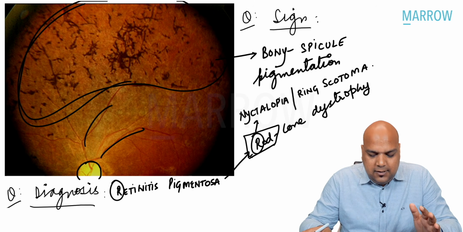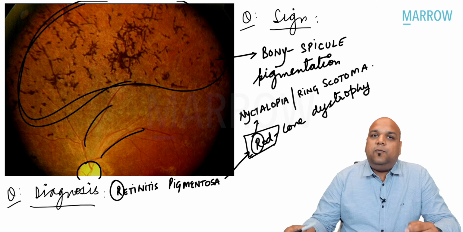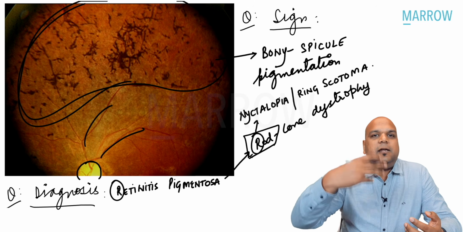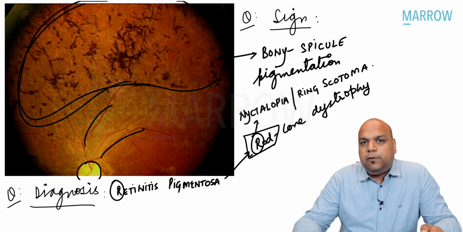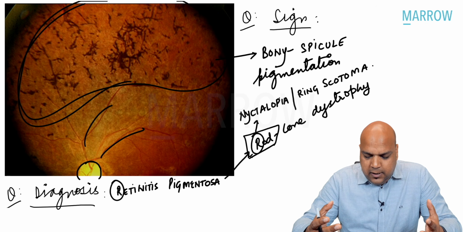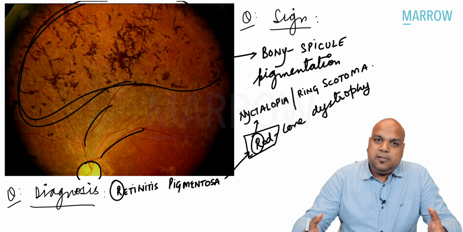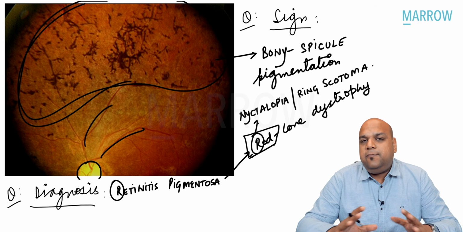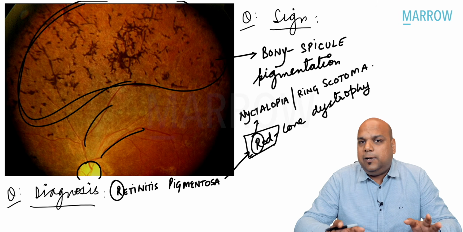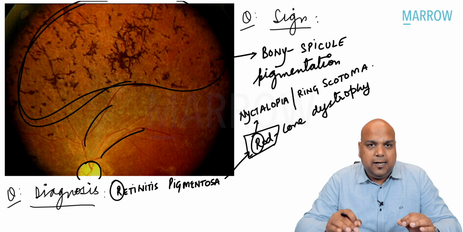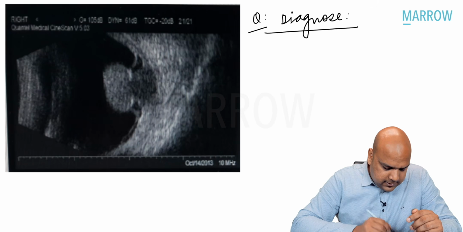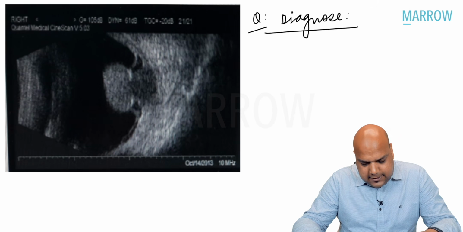Please remember that such an image, even though we read when we are doing post graduation in ophthalmology that pigmentation in the fundus can have various causes, at your undergraduate level, if an image like this comes, there will be only one answer, and that one answer will be retinitis pigmentosa. Let's move on, please, to the next image.